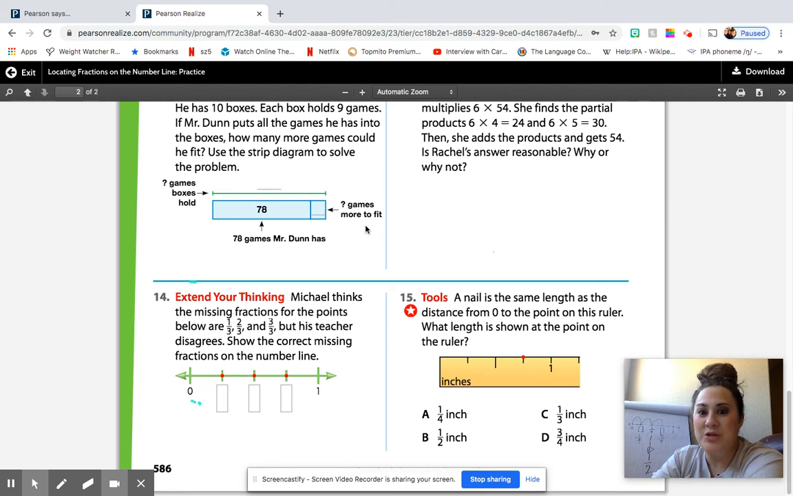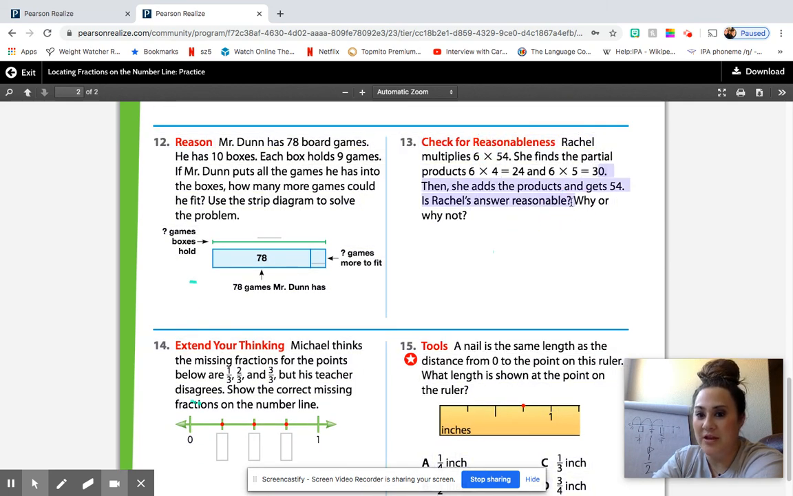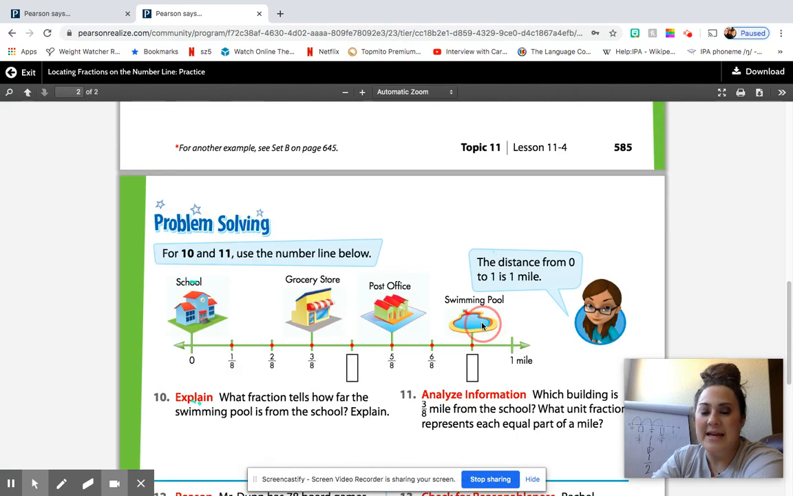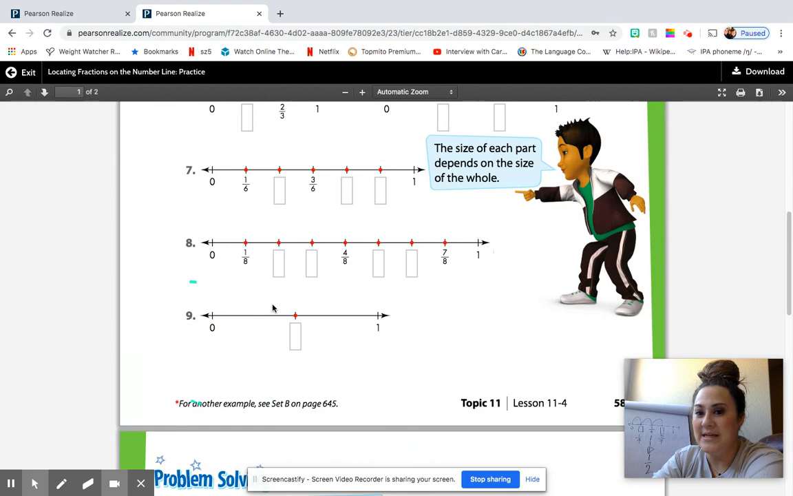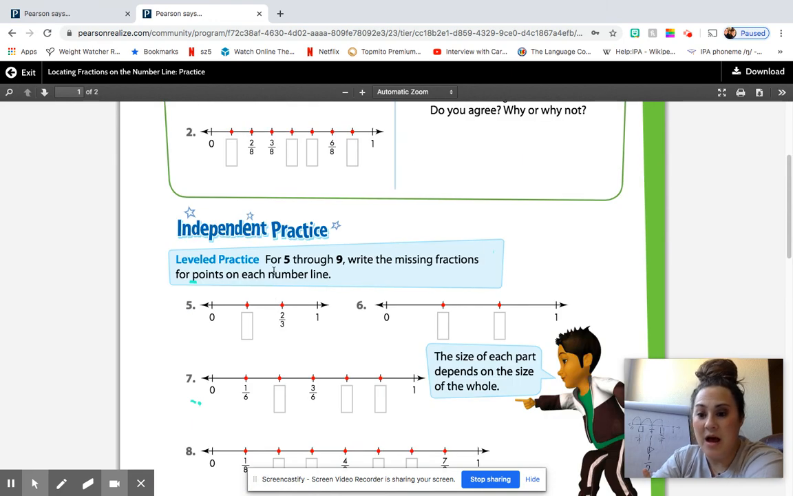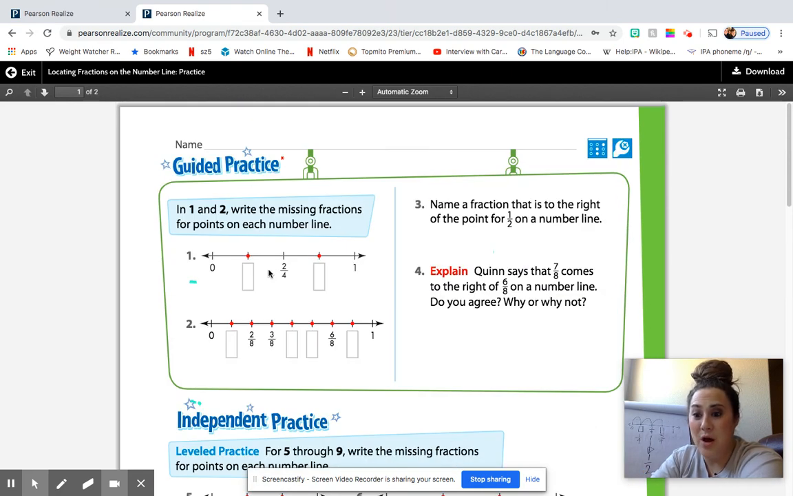Don't forget to check the anchor chart to check your partial products and complete this number line to be able to answer question 11. You only have to do the odd problems. If you would like to do all of them, great. The more practice, the better.